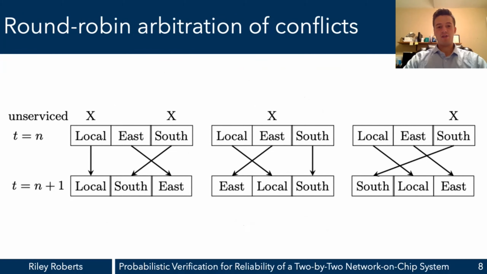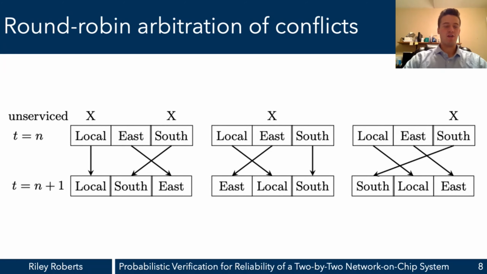This figure here shows how our arbiter determines which buffers should get to send on a particular clock cycle. We use a round-robin arbitration of conflicts, which indicates that after a channel gets a turn, it moves to the back of the line as far as the priority goes.